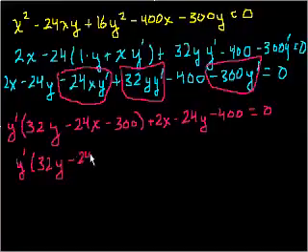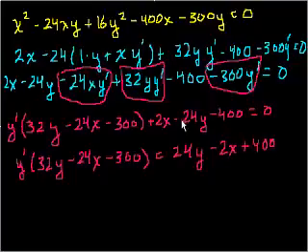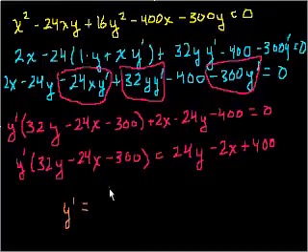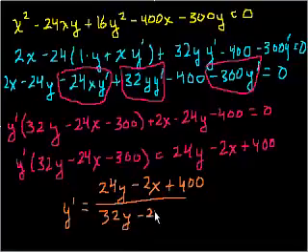32y minus 24x minus 300 is equal to, put all of these on the right hand side, so you get, I'll switch the order, I like to put the positive numbers first. 24y minus 2x plus 400, right? And then divide both sides by this, and I will do it in a different color because we're almost at the answer, and we get y prime, or the derivative with respect to x, is equal to this thing, 24y minus 2x plus 400, all of that over this thing, 32y minus 24x minus 300.